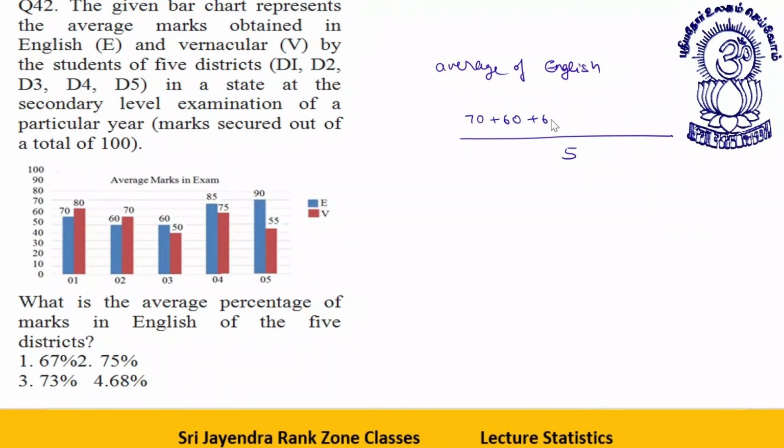70 plus 60 plus 60 plus 85 plus 90 divided by 5. How to sum this up? 130, 190, 280, 280 plus 85 is 365 divided by 5. Or you can say 350 plus 15 divided by 5, that is 73%.